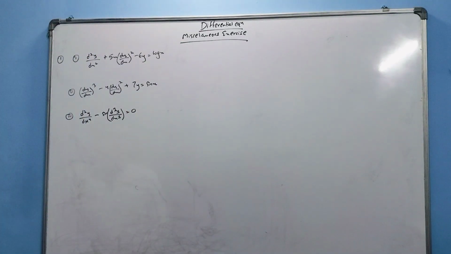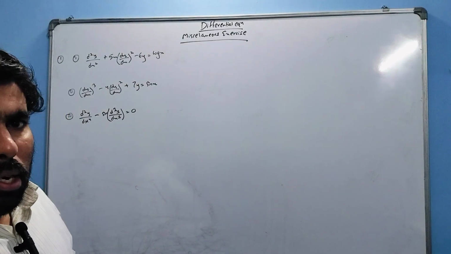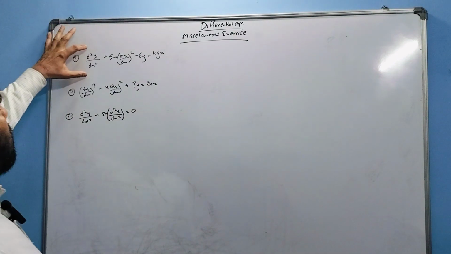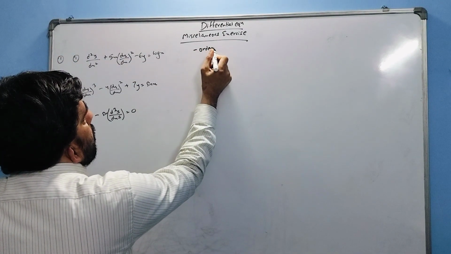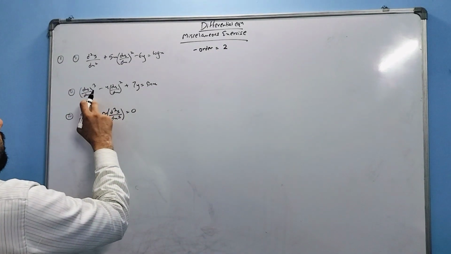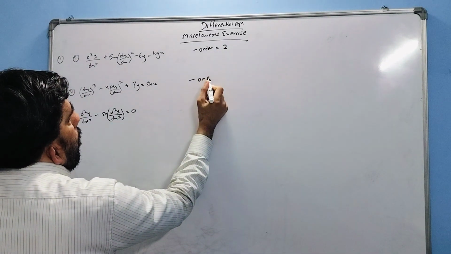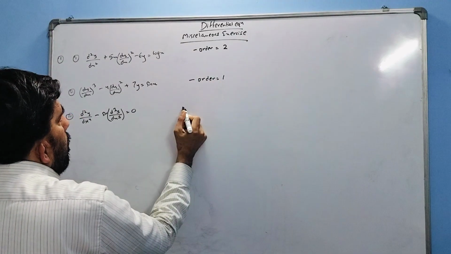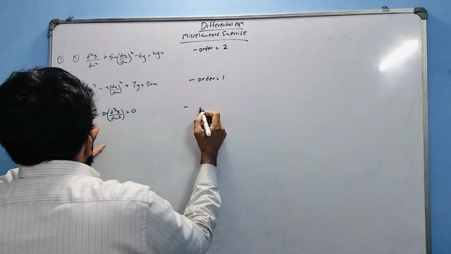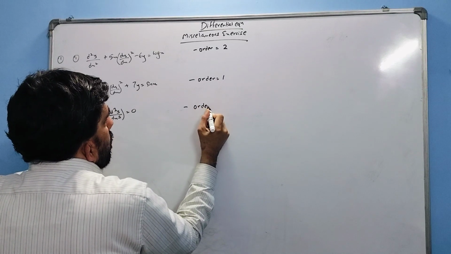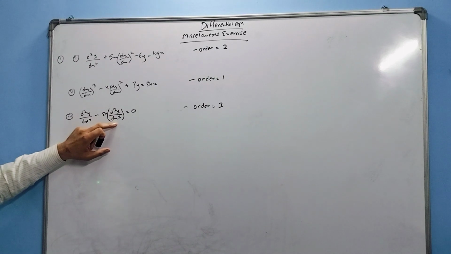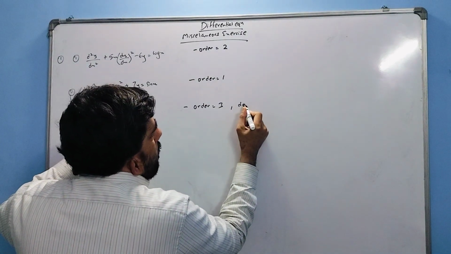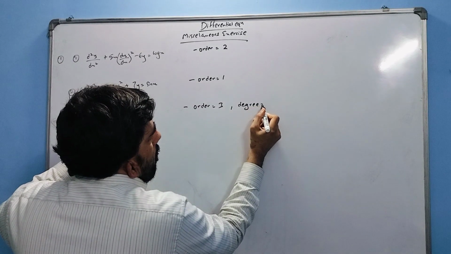We all know what order is: how many times one is differentiated, that is the order. So here the order is 2. In the second we have order 1, and in the third case we have order 3. Now we can see here the highest order has power 1, so the degree is 1.